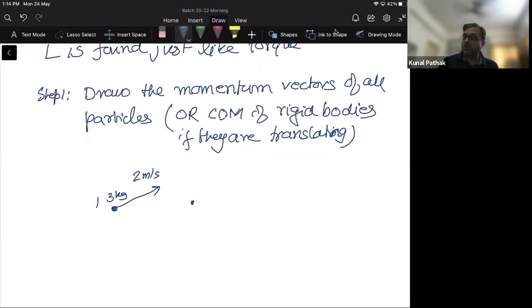Then this is a body of mass 1 kilogram moving with a velocity of 5 meters per second. Body 2. Body 3 has a mass of 2 kilograms and is moving with a velocity of 4 meters per second. Like this. Yes. Now step 2.